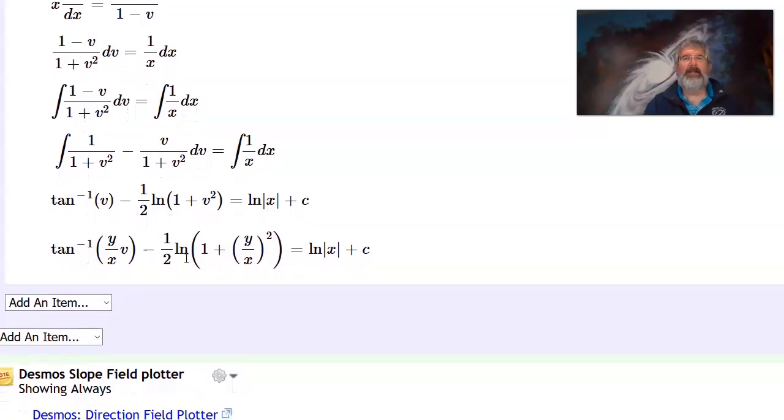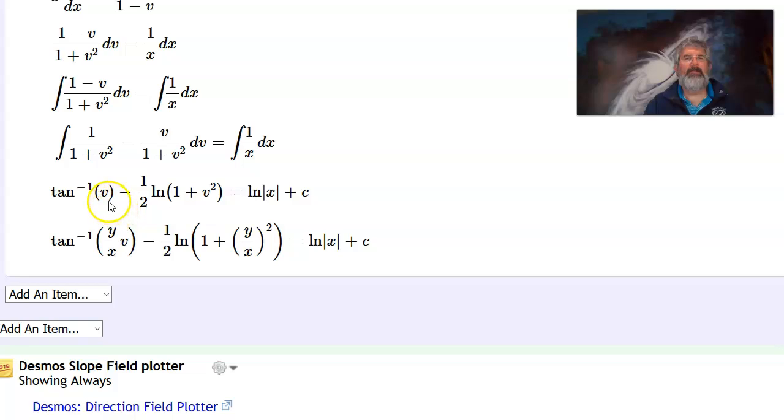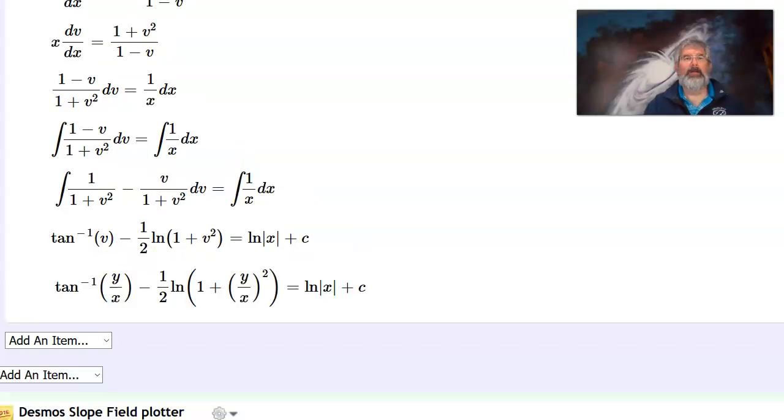And then I can substitute back in because v, after all, was y over x. So we substituted for that v, y over x, and for this v right here, y over x. And now the v is gone. And there we now have an equation which is the general solution to that differential equation. It would be pretty much impossible to try to solve for y, but if you had an initial condition, if you knew a value of x and a value of y, you could plug it in and solve for c.